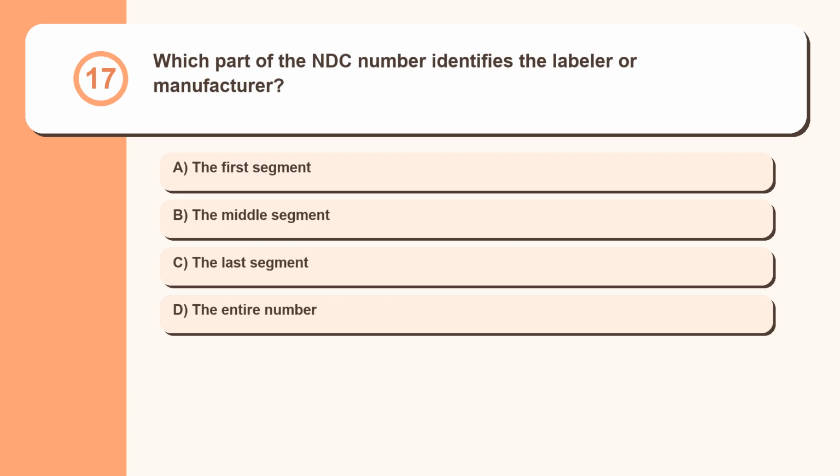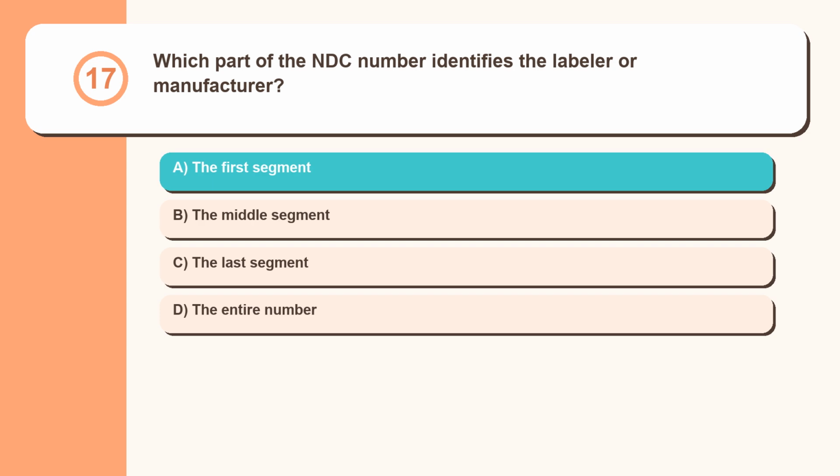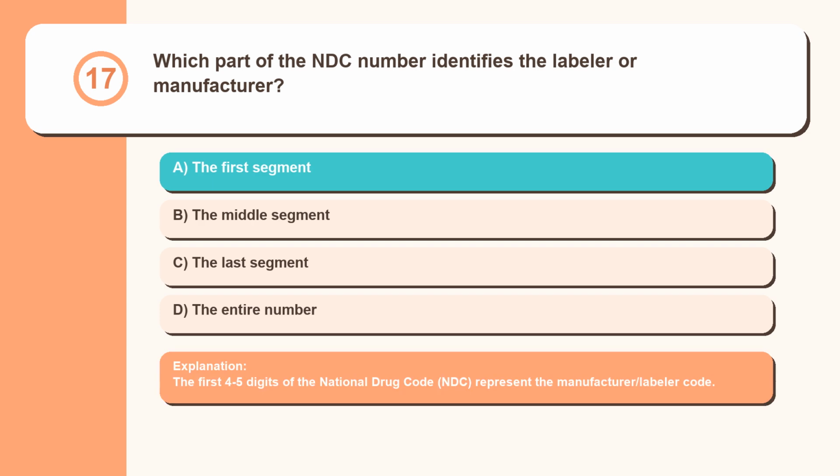Question 17. Which part of the NDC number identifies the labeler or manufacturer? The first segment, the middle segment, the last segment, the entire number. The first 4 to 5 digits of the National Drug Code, NDC, represent the manufacturer or labeler code.